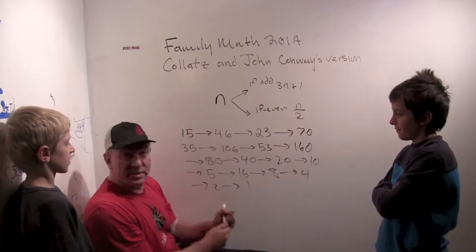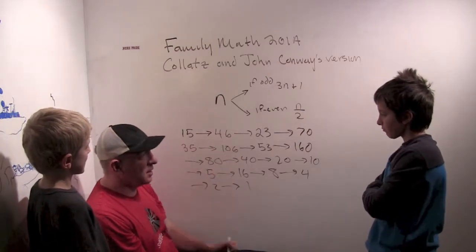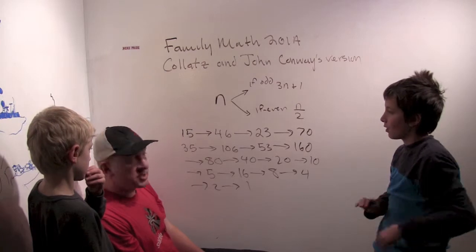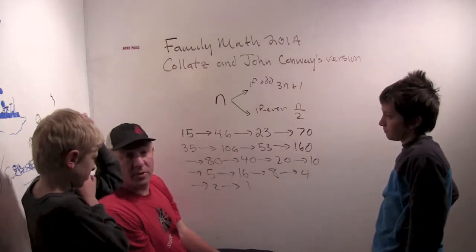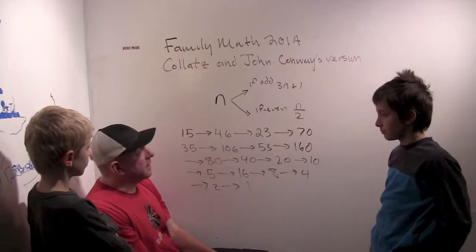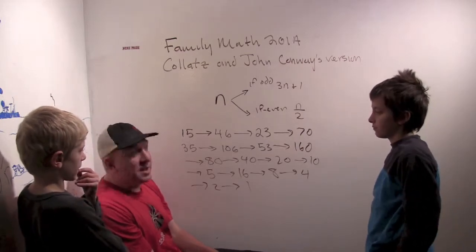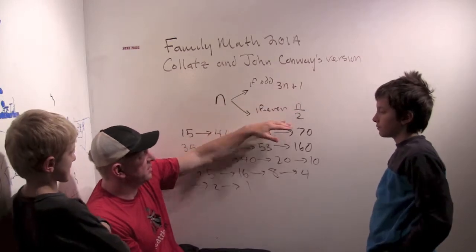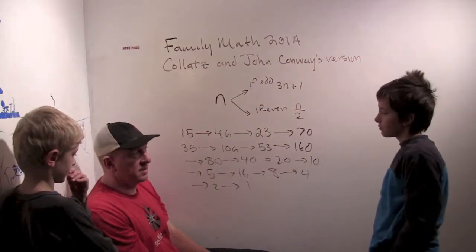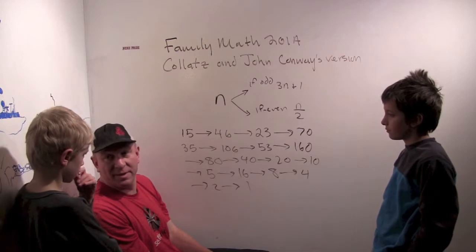Well, we didn't disprove it, but sometimes it does take a long time. But for any number anyone's ever checked, even on a computer, this always goes to 1. And nobody knows why. Isn't that amazing, actually? All you're doing is multiplying by 3 and adding 1 on one hand, and on the other hand, you're dividing by 2 if it's even. That's it. Could it be simpler than that?